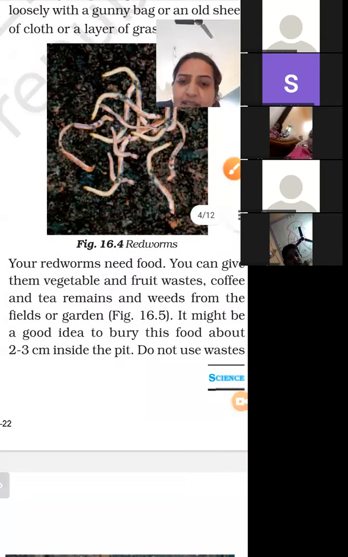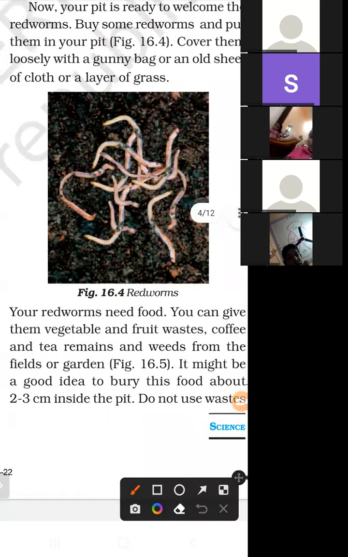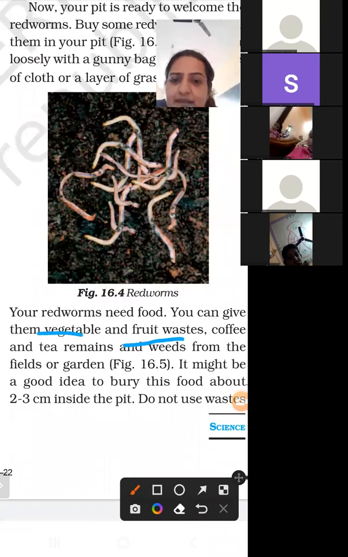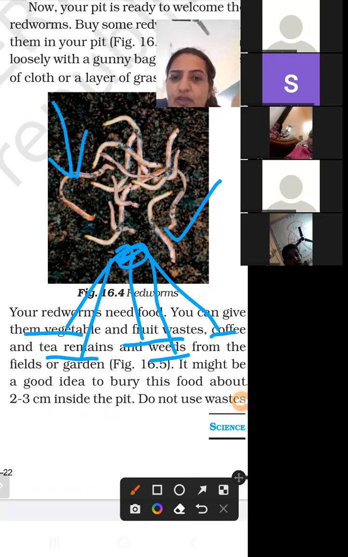So you can give vegetable waste, fruit waste, coffee waste, tea waste, weeds. Weeds means unwanted plants. You can give these types of food to the red worm. और बेस्ट आइडिया क्या है? किसी भी गनी बैग में ये सारा फूड डाल के या इकट्ठा करके फूड को इस गड्ढे के अंदर ही डाल दो ताकि वो अपने आप ही ये फूड लेता रहे.